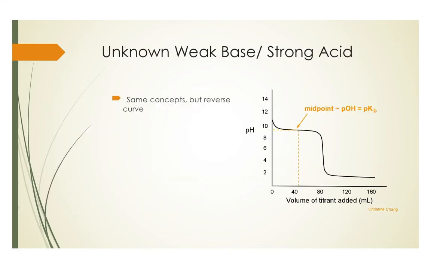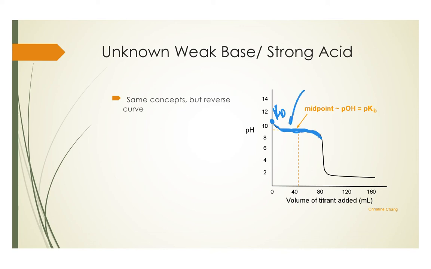Okay, so if we have an unknown weak base and a strong acid, we get the exact same concepts, but a reverse curve. So we start off with a pH that's governed by Kb. We then start adding a strong acid that produces conjugates, but we still have some of the weak base in there.